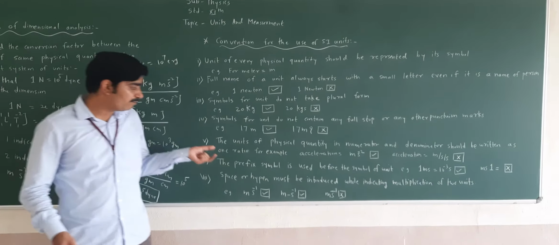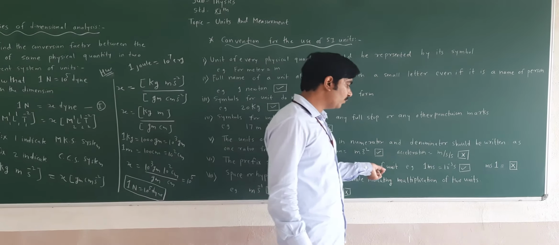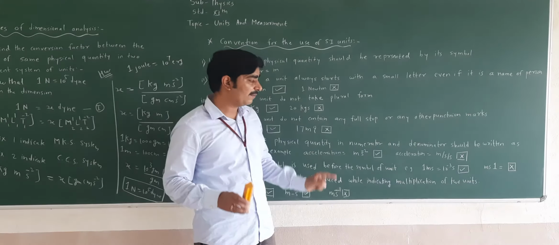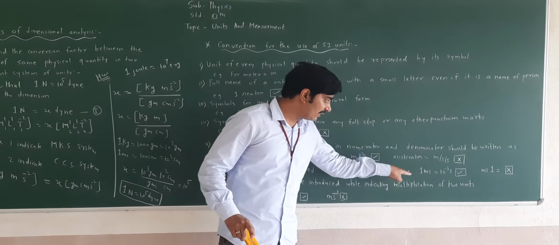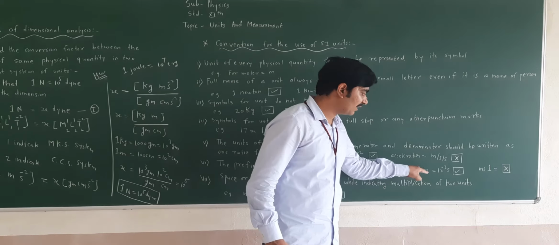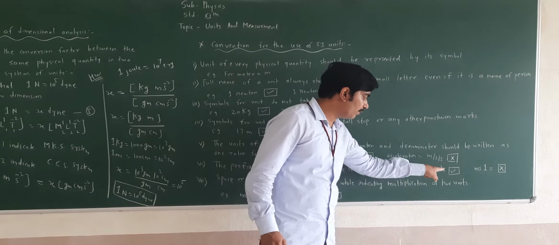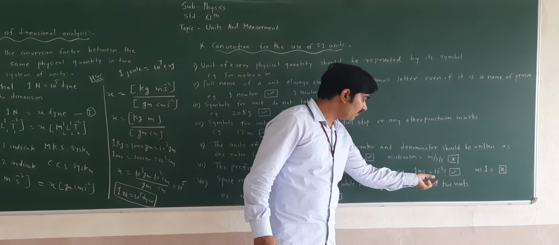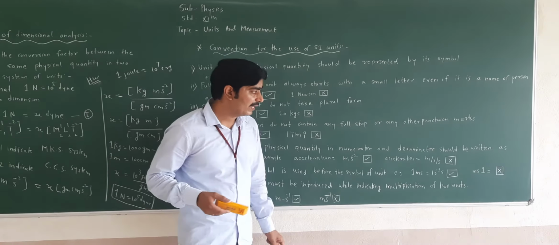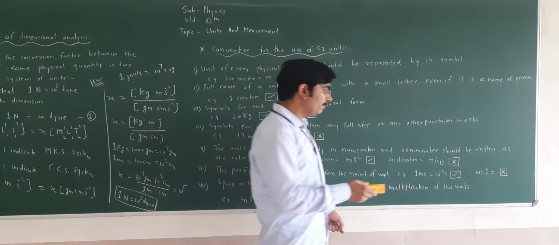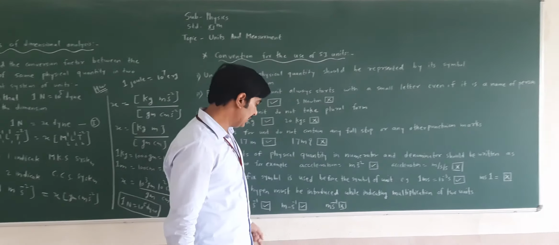Next rule, the prefix symbol is used before the symbol of the unit. For example, if I am writing 1 millisecond, right? We should write the number 1, then we should write millisecond. 1 millisecond is nothing but 10 raised to minus 3 seconds. So before the unit symbols, such kinds of prefixes are used. If someone is writing millisecond first and then 1, this is a wrong method.